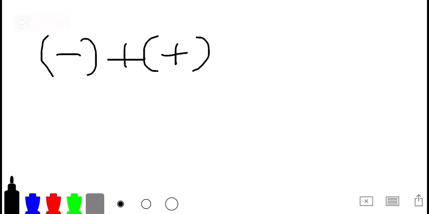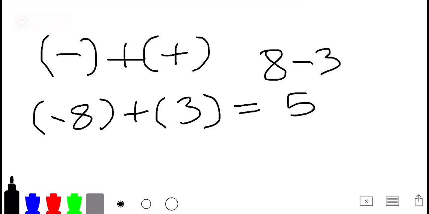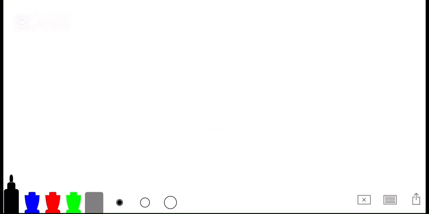Alright, what happens if it's a negative and a positive? Let's see. We'll start off with -8 plus 3. The first thing we want to do is find the difference between these two numbers, so we'll do 8 minus 3, and 8 minus 3 equals 5. The last step is to look at the biggest number. In this case, the biggest number is 8, and the symbol of 8 is negative. So what we have is -5. So the answer for -8 plus 3 is -5. And that checks out.